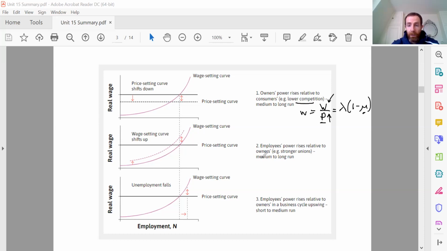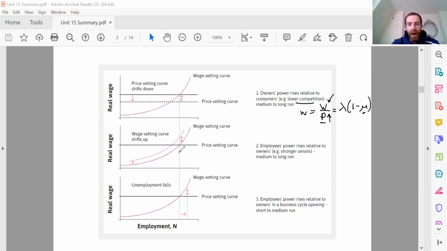So option number 2, employees' power rises relative to owners, maybe because of stronger unions. So if employees have stronger bargaining power, what are we going to see happen? Well, now, no matter what the level of unemployment is, at every level of unemployment, workers are going to demand higher wages. And so that means the entire wage setting curve is shifting upwards, right? You can see it shifts up from the bold purple line to this dashed one.